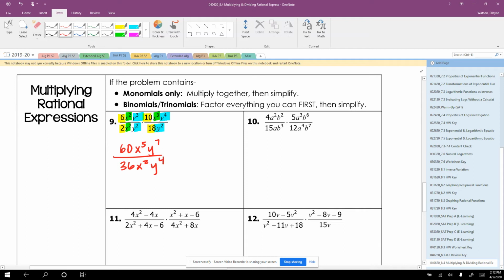And you're probably thinking, well, can't you simplify more? And you are correct, so let's do that. You should get 5 over 3 x to the 3rd y to the 3rd.